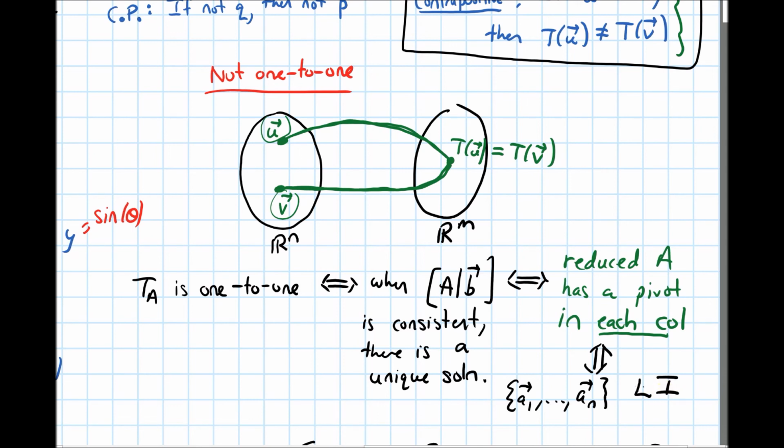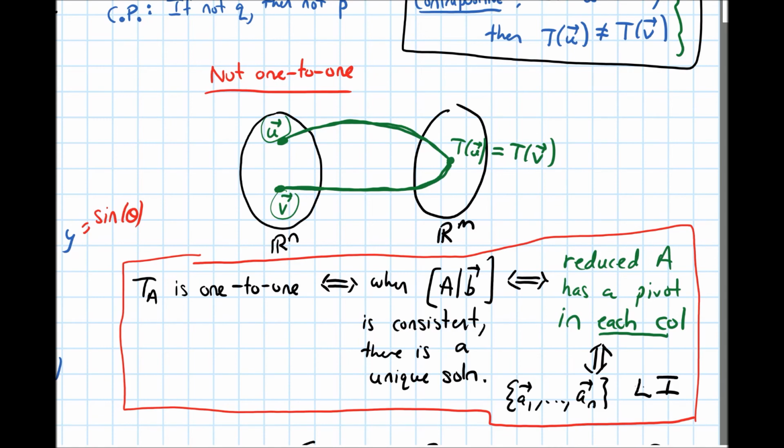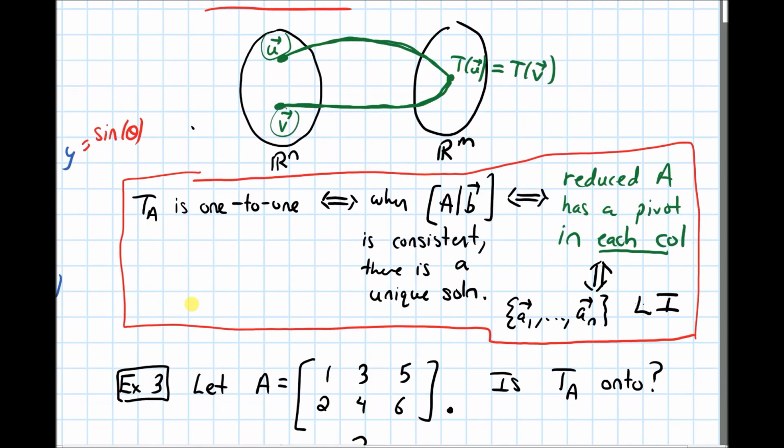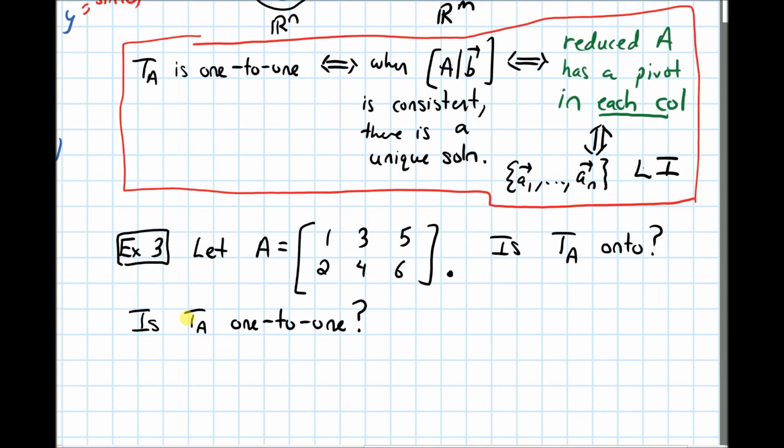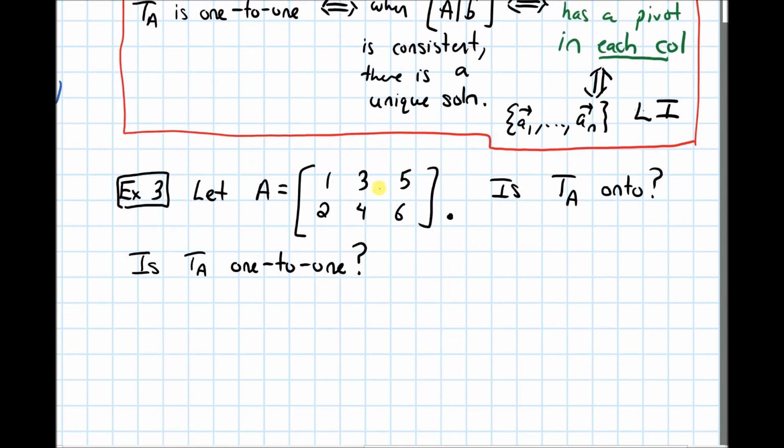So next, let's look at an example. I'm going to end the video with this. Let A be this matrix. And I want to know, is the linear transformation associated with A onto? And is that linear transformation associated with A one-to-one? Okay, so how do we solve this? I need to take my matrix, 1, 3, 5 in the first row, 2, 4, 6 in the next. I need to row reduce it and see if there's a pivot in each row, and then see if there's a pivot in each column.